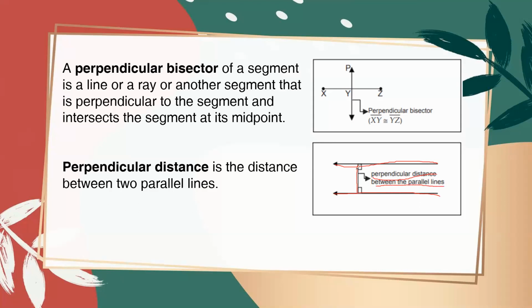Okay? And it creates a right angle here and right angle here also. And here also, right angle here and right angle here. This is a perpendicular distance between the parallel lines. These are the parallel lines and this is the distance.